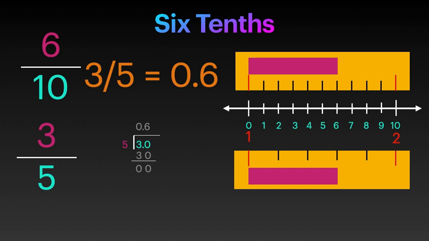Here we got 6/10. Its equivalent fraction is 3/5. Here again long division tells us the answer is 0.6. Please look at the yellow strips. Two pink boxes tell us they are the same in size. You can compare those sizes with the number line.